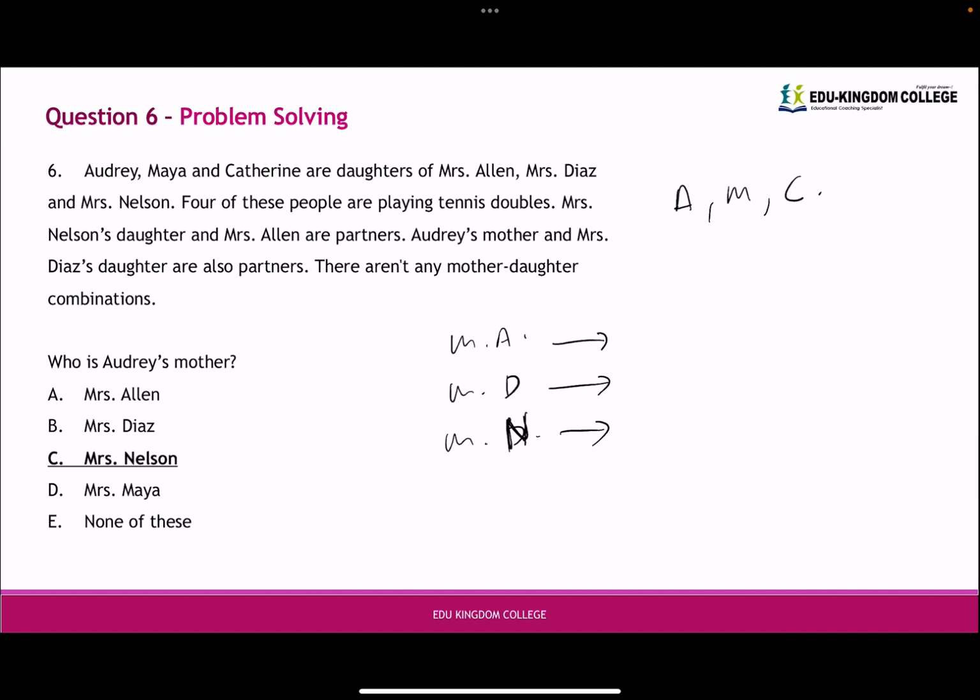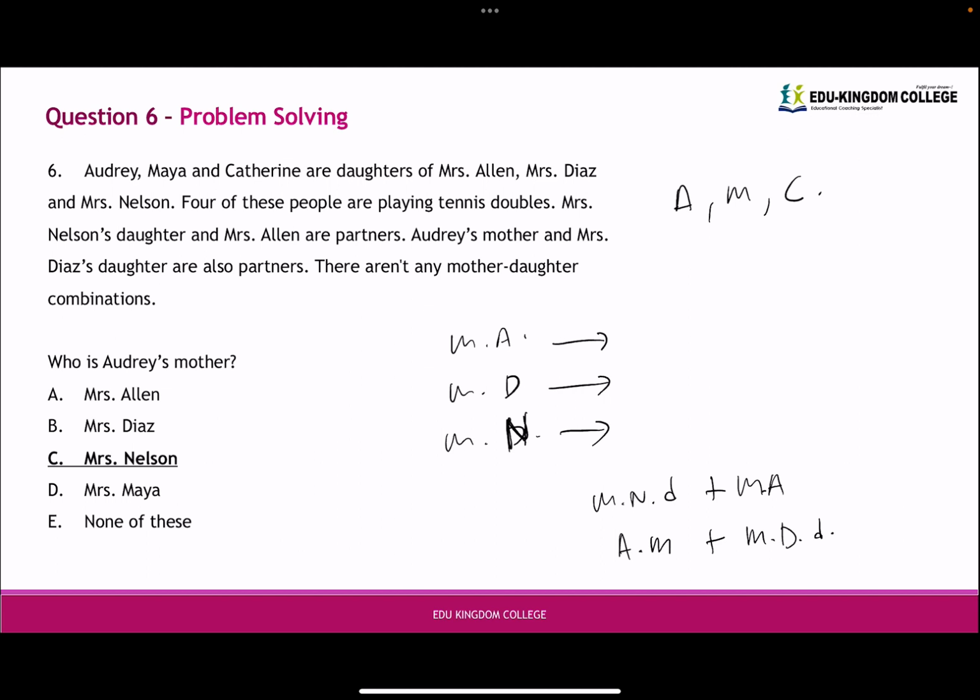So we know that Miss Nelson's daughter, Miss N.D. daughter, and Miss Allen are partners. And so Audrey's mother and Mrs. Diaz's daughter are also partners. So Audrey's mother plus Mrs.